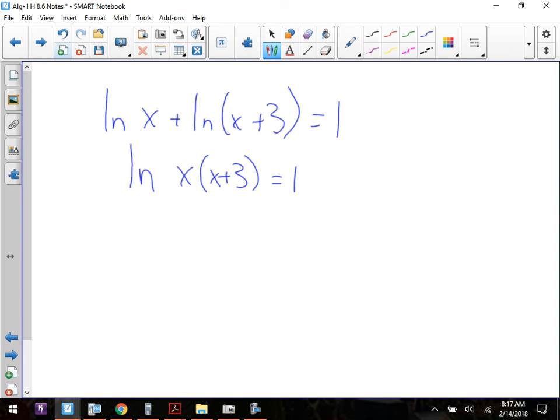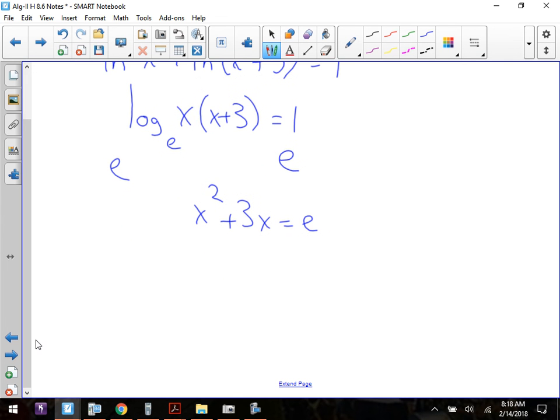Natural log is log base what? E, very good. So this is the same thing as saying log base E. So how do I undo log base E? We exponentiate it with an E. Okay. What's e to the 1? E. So you get x squared plus 3x equals e. E is just some constant. It's just some number. I don't know what it is, but I'm just going to move it over.